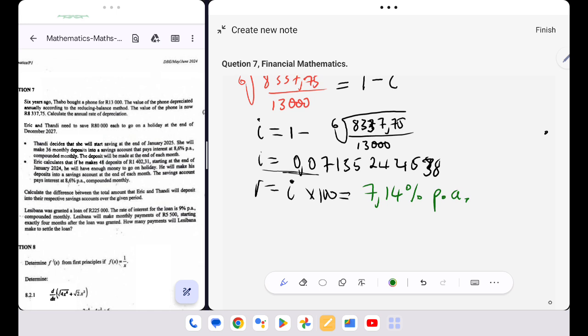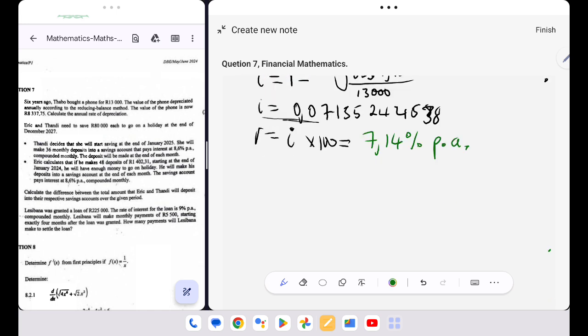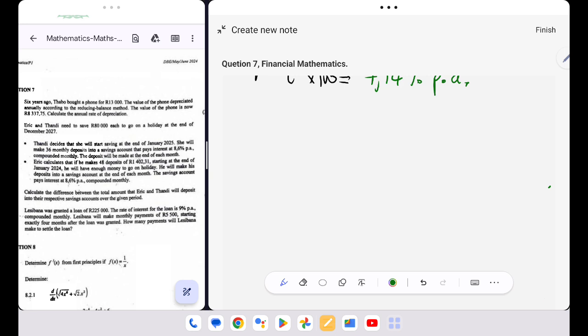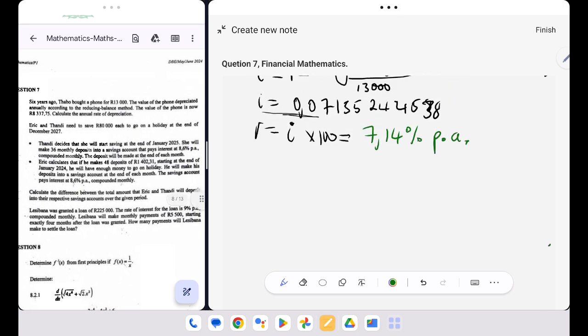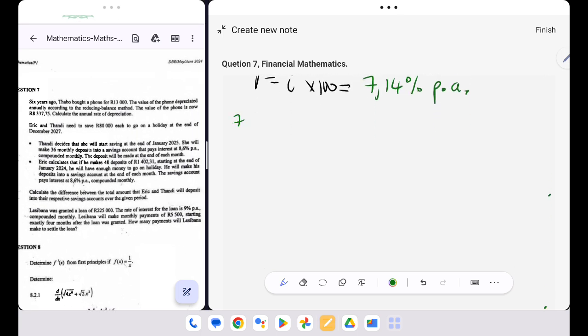Okay. Now let's move to the next question. This is 7.2. We are told that Eric and Tandy need to save 80,000 to go on a holiday at the end of December 2027.